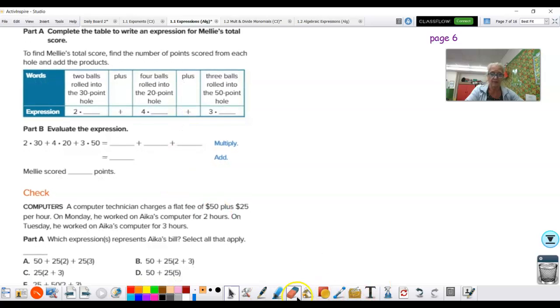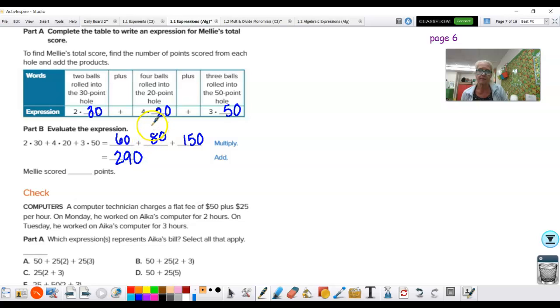All right. Let me switch over to pen. Okay. So she's got 2 balls rolled into the 30-point hole. So we're going to put 30 there. That's a 3 if you can't tell. Plus 4 balls rolled into the 20-point hole and 3 balls rolled into the 50-point hole. So now, using order of operations, we do the multiplication first. 2 times 30 is 60. 4 times 20 is 80. And 3 times 50 is 150. We're going to add all those together, and I believe that gives me 290. So Melly scored 290 points.